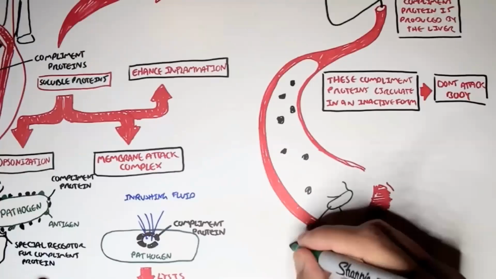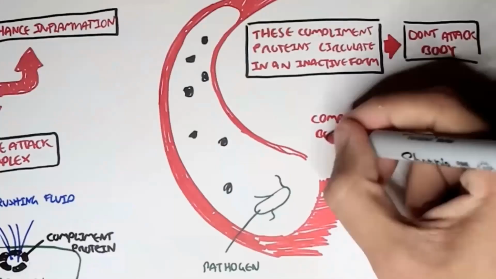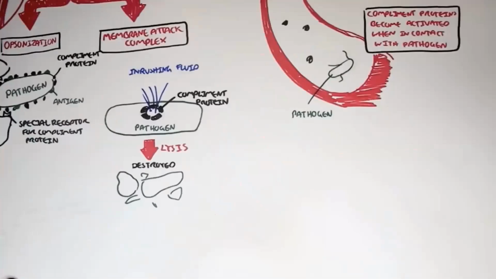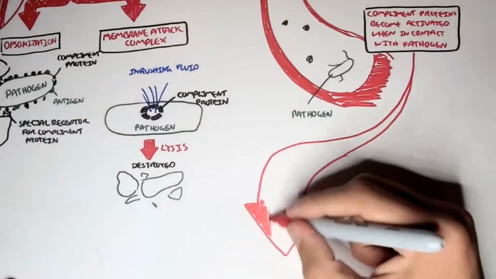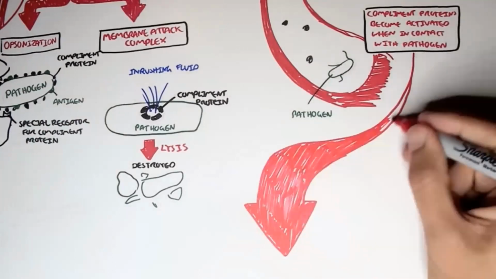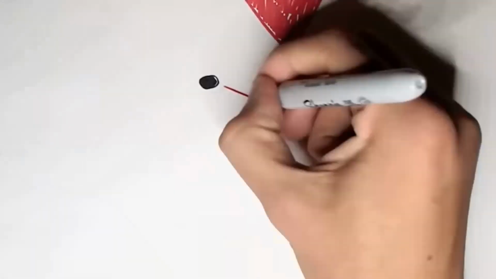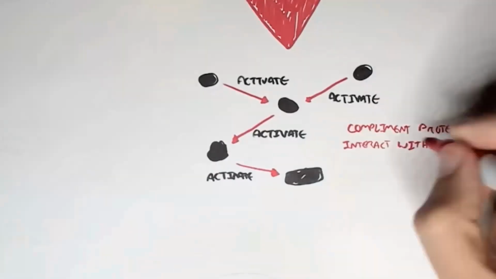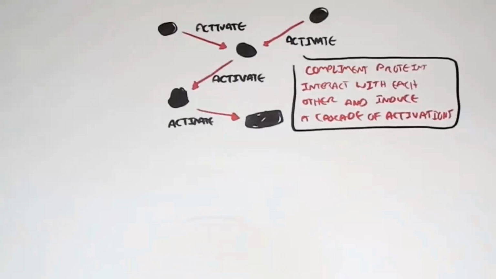And when the complement proteins are activated, they will then opsonize, create a membrane attack complex on the pathogen, and also enhance inflammation. The complement proteins don't actually get activated that easily, because the complement proteins interact with each other and induce a cascade of activation, with one complement protein activating another complement protein.